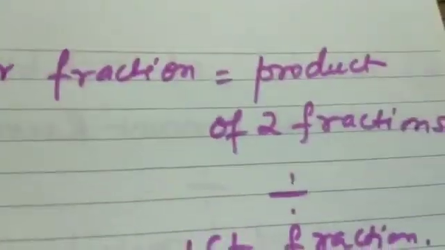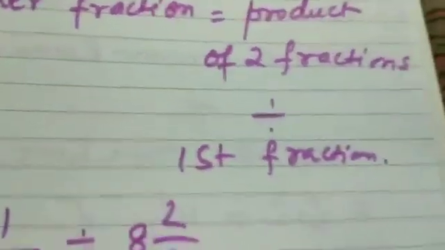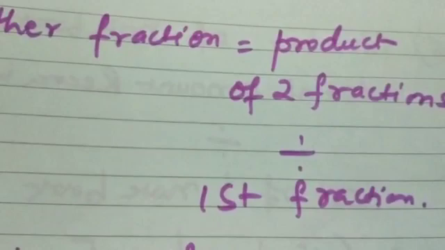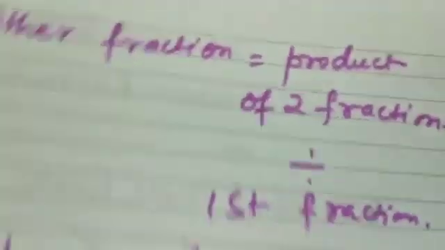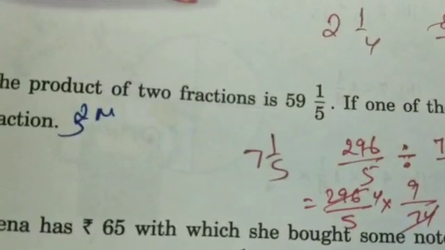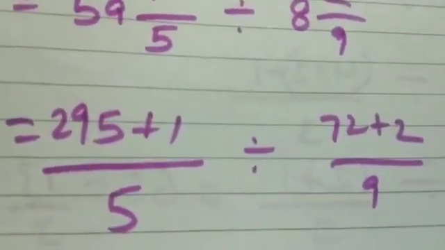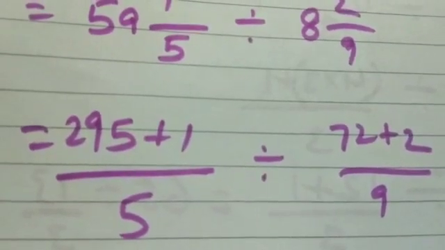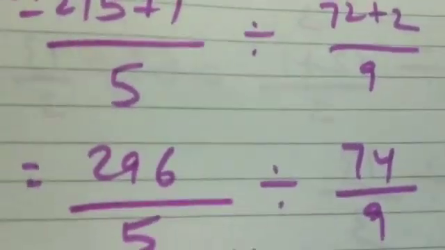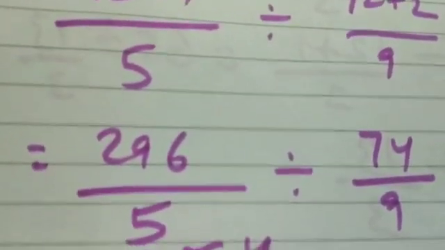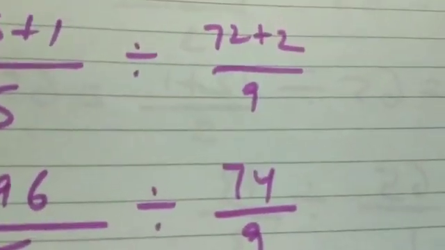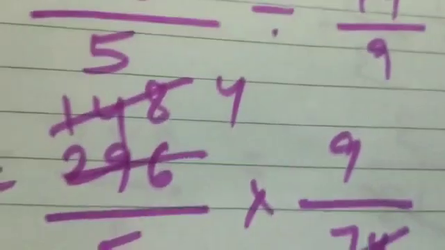Other fraction equals the product of two fractions divided by the first fraction. That means we'll divide this 59 1/5 by 8 2/9. Okay, so that is written here. Then again we'll change both of the mixed fractions into improper fractions. So we will get 296/5 divided by 74/9. Again we need to find the reciprocal of the fraction that comes after the division sign, this one, 74/9. So we'll write it as 9/74.